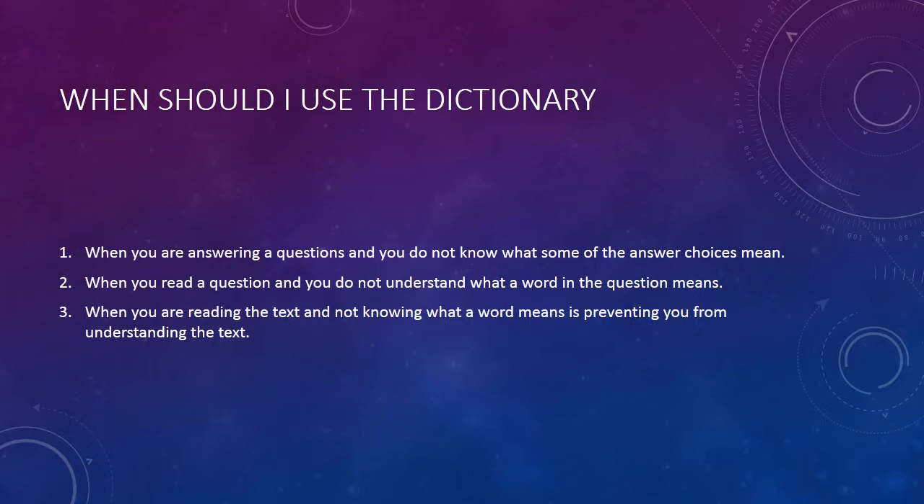A second time is when you're reading a question and you don't understand what a word in the question means, and because you don't understand what the word in a question means, it's not allowing you to answer the question correctly. And then the third time that you may use the dictionary is when you're reading the text and not knowing what a word means is preventing you from understanding the text. There are times that you read and you see a word that's repeated multiple times within the text, but you may not have ever seen that word, and there's just not enough context for you really to fully grasp what that word means. So you might want to look that word up so it can help you continue reading and have a better understanding of what you're reading.